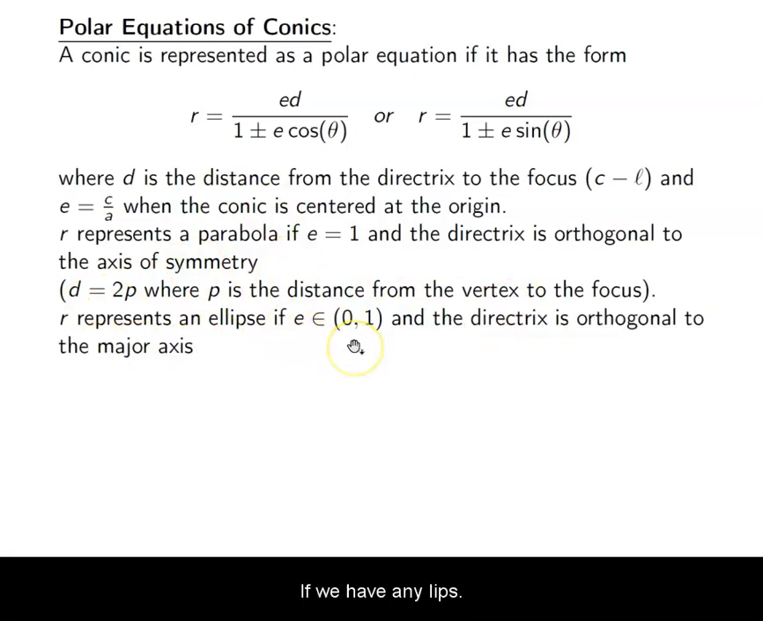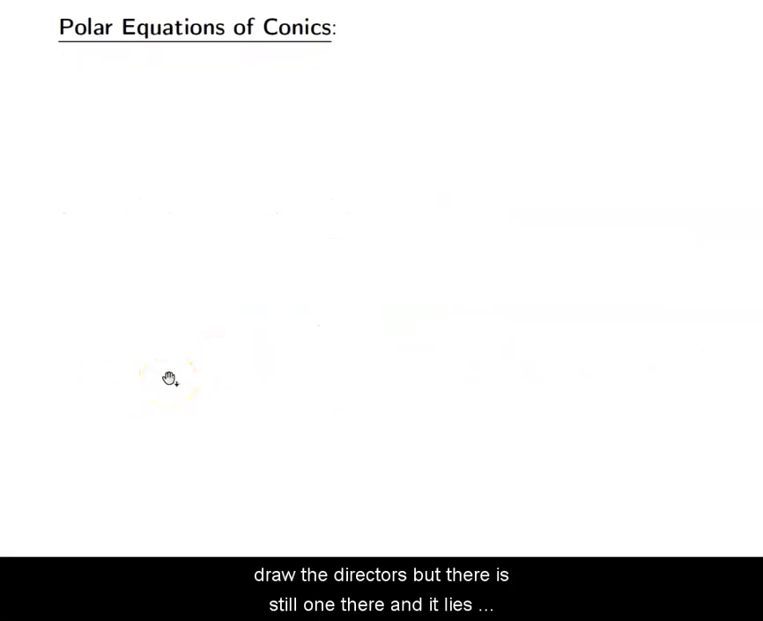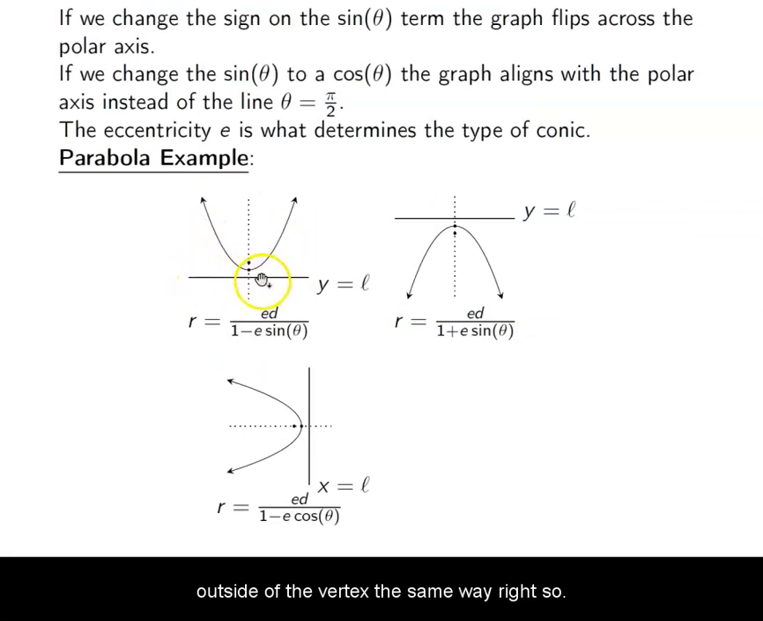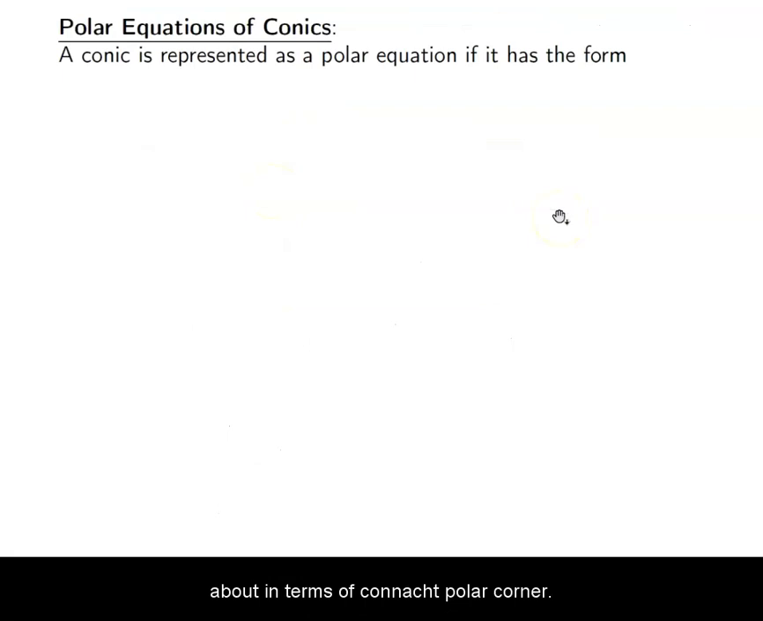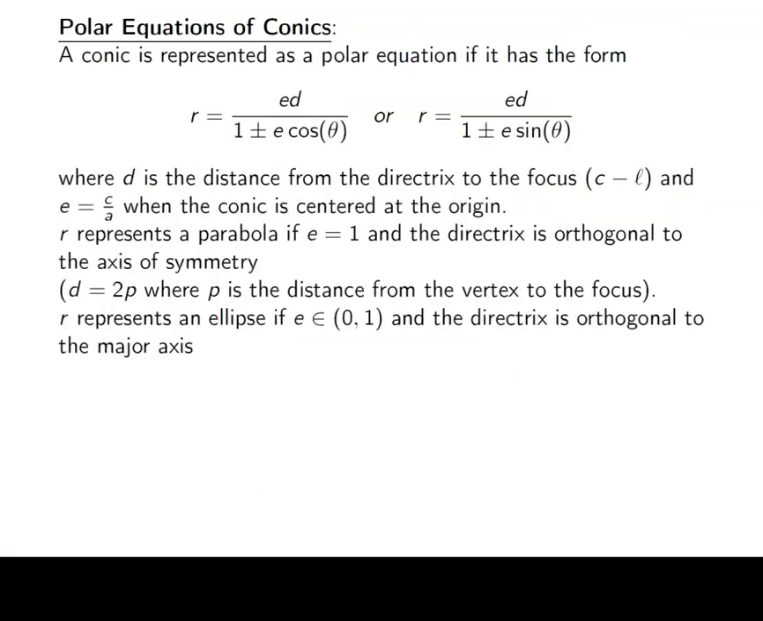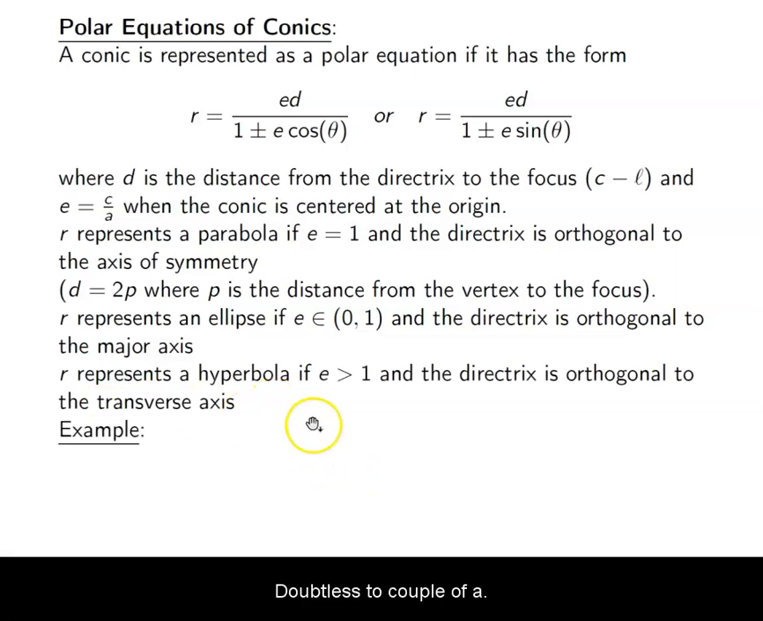If we have an ellipse, then the directrix is orthogonal to the major axis. We never draw the directrix, but there is still one there, and it lies outside of the vertex the same way. An ellipse you can kind of think of as having two directrices, and that's why it's kind of like two parabolas facing each other, if we think about it in terms of polar coordinates. So the directrix is orthogonal to the major axis, and if it's a hyperbola, then the directrix is orthogonal to the transverse axis. Okay, so let's do a couple of examples.